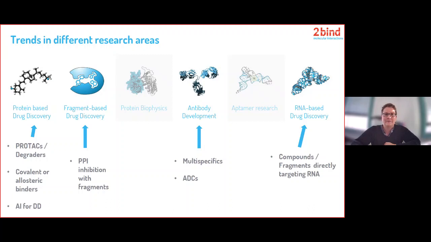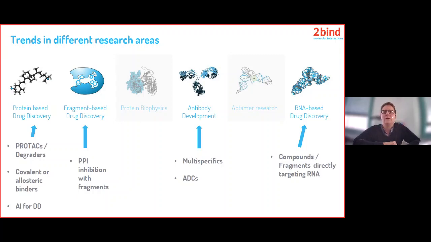Let's start at the very left. So the classical active site binder inhibiting an enzyme activity is not that often requested anymore. It's more about new entities, new molecules that are in focus, such as PROTACs, degraders, E3 ligase targeting molecules to degrade a protein of interest. But also it's more allosteric binding that people are interested in, or even covalent binding.